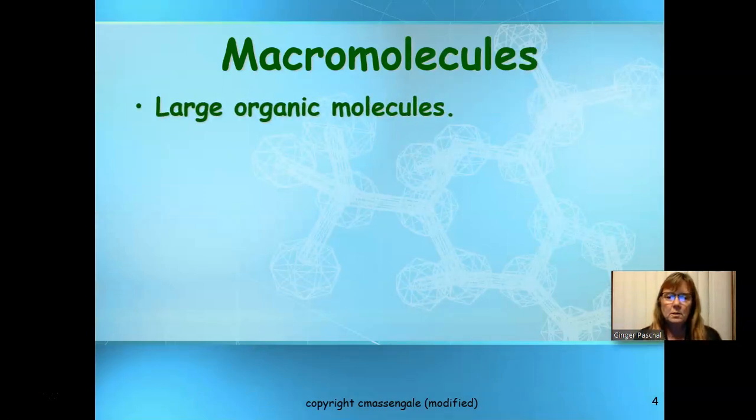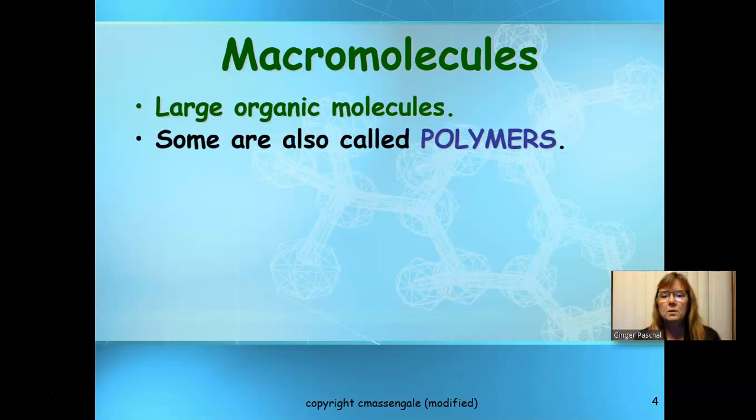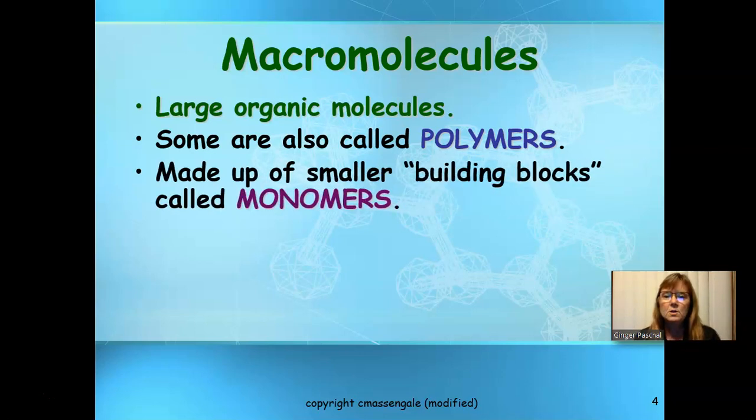So macromolecules, like I said before, macro means large. They are large organic molecules, and some are also called polymers. If you think about the prefix poly, it means many, and that means that a polymer has many repeating parts, and that'll become a little more clear as we go through this. So polymers are made up of smaller quote-unquote building blocks called monomers. The prefix mono means single. So these are the individual blocks that when put together in a repeating pattern, you get a macromolecule or a polymer.